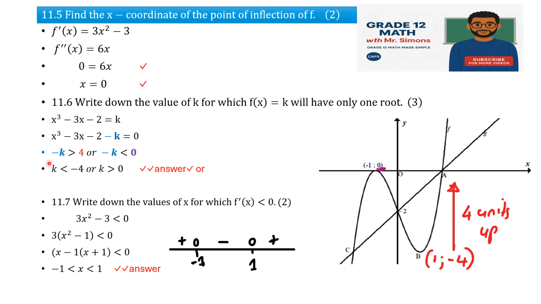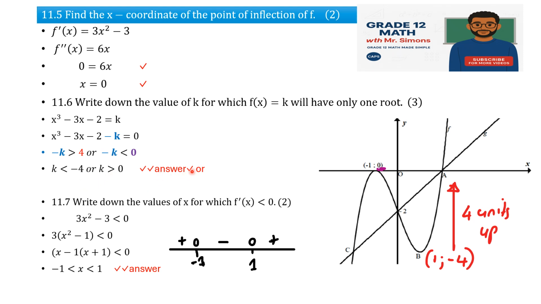4 divided by -1 gives me -4, but then the inequality sign changes and k becomes less than -4. I also need to move this point down so that the graph doesn't make contact and only goes through the point A when it goes up. There the y value is 0, so if I move down to -1, -2, etc., I would say negative k less than 0, but if I divide by a negative, the inequality sign changes and it becomes greater than 0. So k less than -4 or k greater than 0.